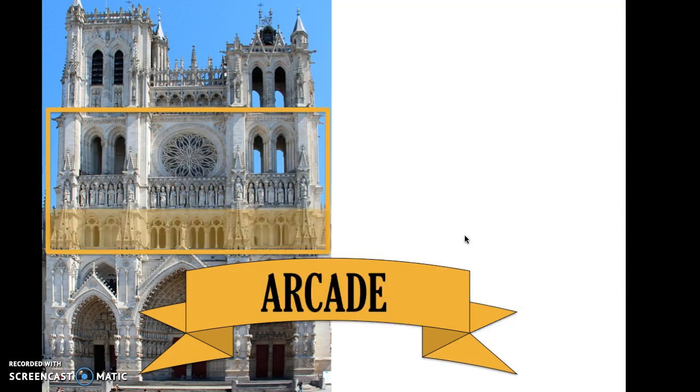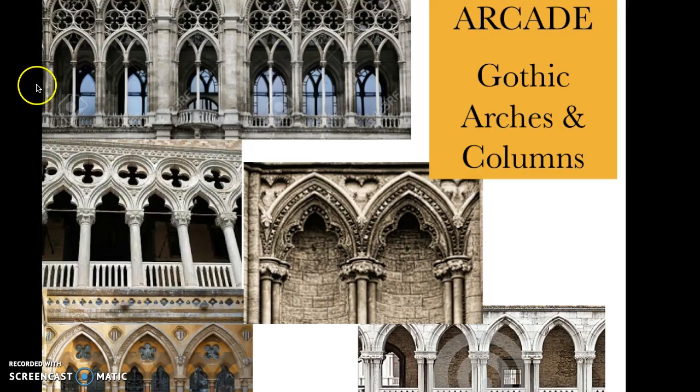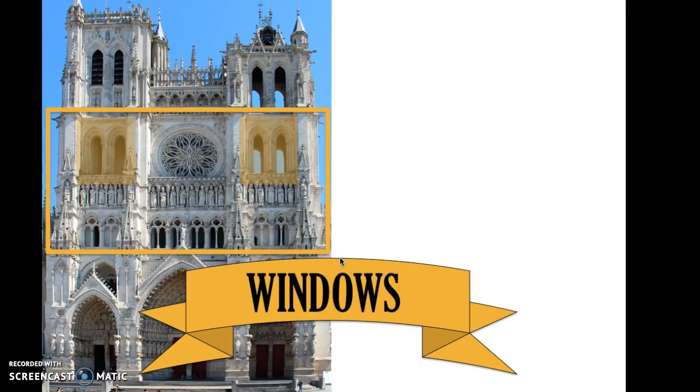Now, on the second level, there's also just decorative things. One of them is called the arcade. Now, the arcade is just a fancy way of saying that there are a whole bunch of arches and columns in a row. These are super fun to put on your cathedral because they just look absolutely fantastic. You can steal some ideas from the arcades shown here, and they will make your cathedral look so cool.